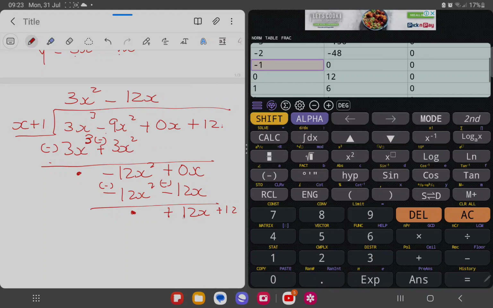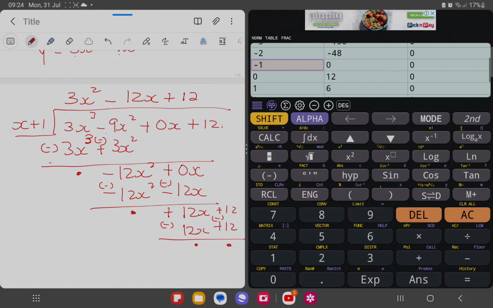Then how many x in positive 12x? It is equal to positive 12. Then positive 12 times x is positive 12x. What is positive 12 times positive 1? Is positive 12. Then you draw a line. Then this sign changes from a positive to a negative. Then what is 12x minus 12x? This is 0. 12 minus 12, 0. Okay, so it means x plus 1 is a factor because the remainder is 0.